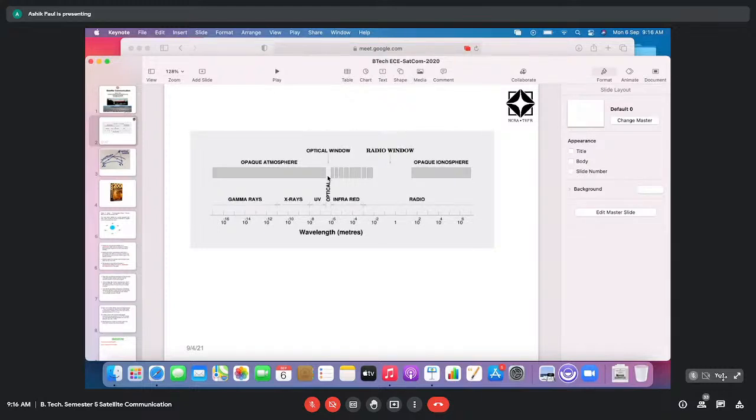Communication is complete only when you have a two-way flow of information, right? That means only when you transmit a signal and receive a response as well. That is communication. So what we can see over here is that the radio window extends, in terms of wavelength, from roughly 10 to the power minus 2 to about 10 to the power plus 2 meters. Okay, so that is like 1 centimeter to about 100 meters, right? So the radio window offers a much broader scope of applications being developed.